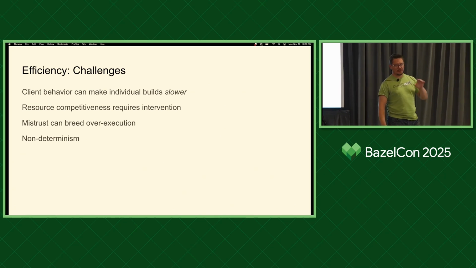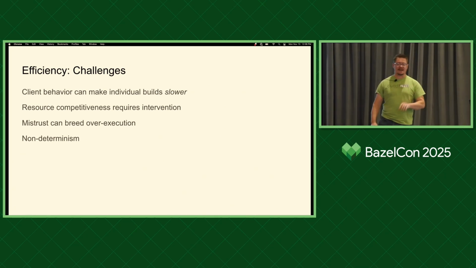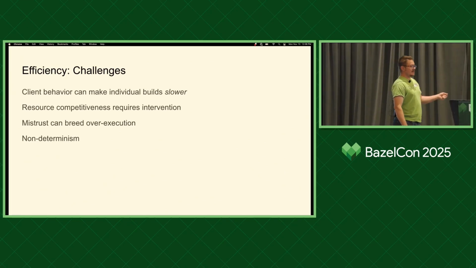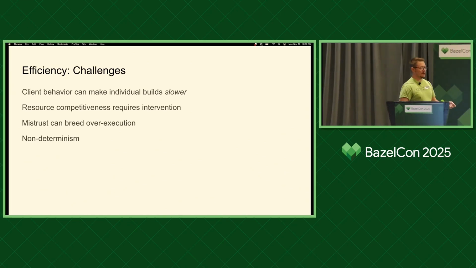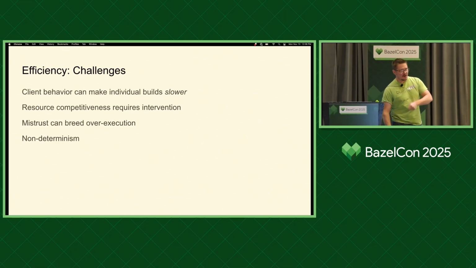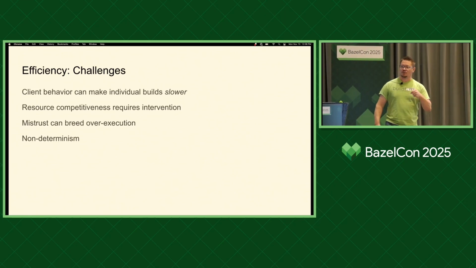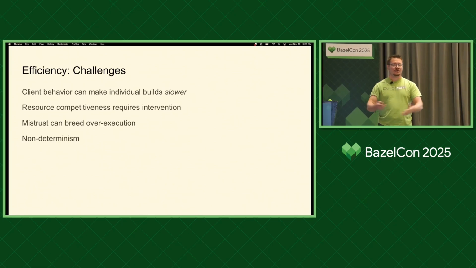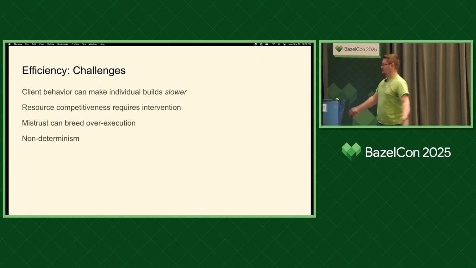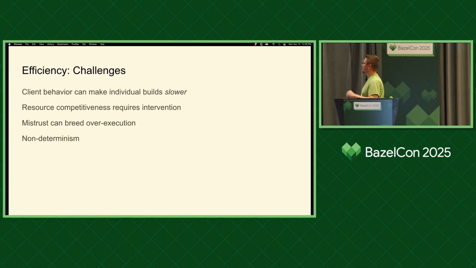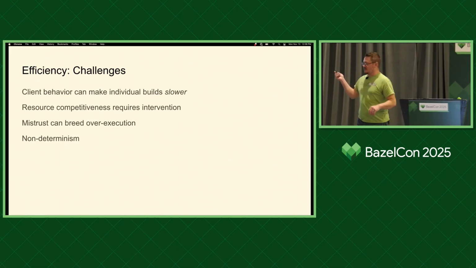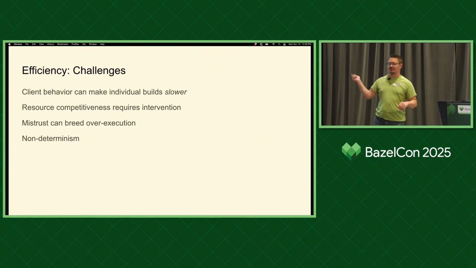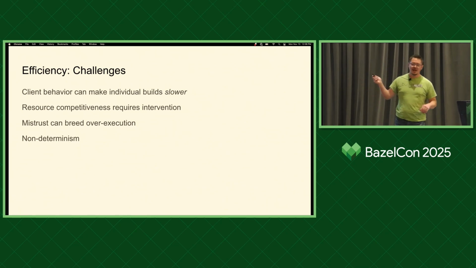The challenges that go into this are that the client behavior can make the individual build slower. That means that anything that you do associated with your build can cost you time or can result in a bottleneck that you can't scale past whatever client you're dealing with. Bazel, Buck, Pants, Tup, Make, I don't care. The point is that every time you push your client, it has to be able to keep up with the level of concurrency that you're interested in.